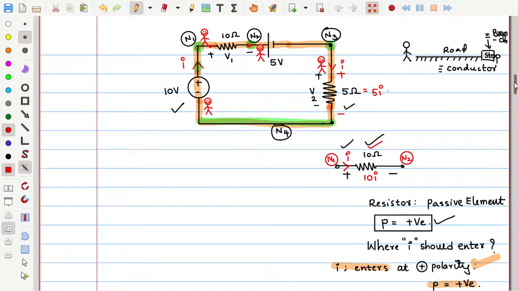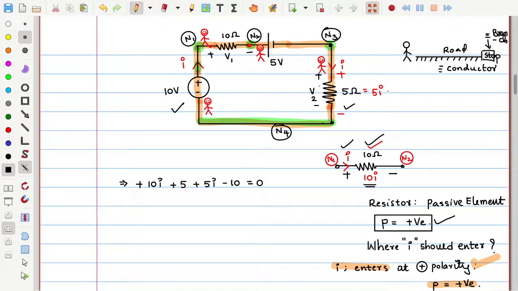Now I can write the KVL for this circuit in this way also. So this is V1, but how much is V1? 10I. So I'll write 10I plus, next, the second element voltage is 5 volts, so plus 5. This third element voltage is plus 5I. And this fourth element voltage is minus 10, equal to 0.